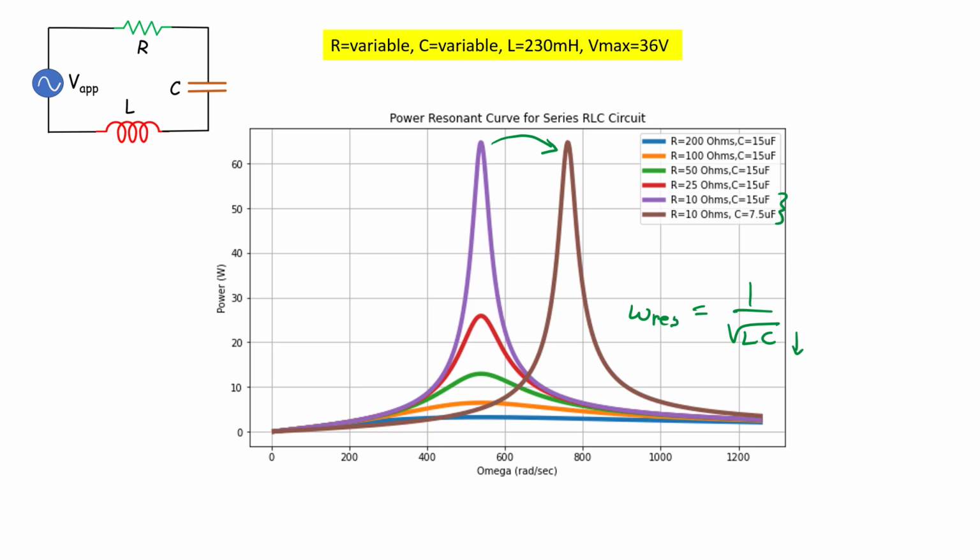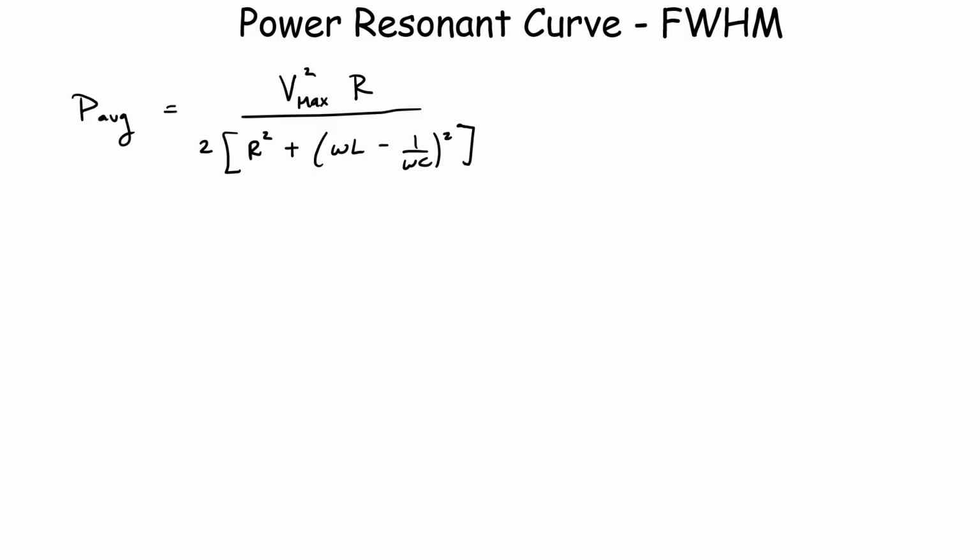All right, in the next part of the video, we're going to be interested in looking at, again, if this is the maximum power, and you go to half the value, how do I calculate these two frequencies where you get half the amount of power? And what is the width of this curve right here? This is something called the full width at half maximum, FWHM.